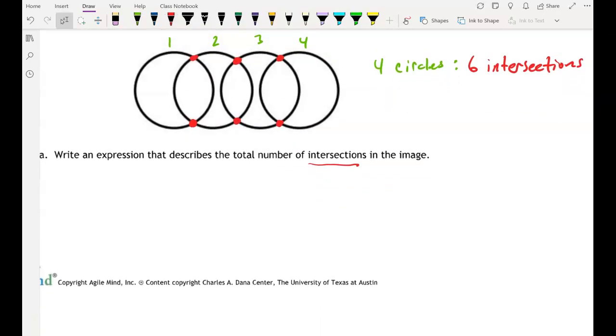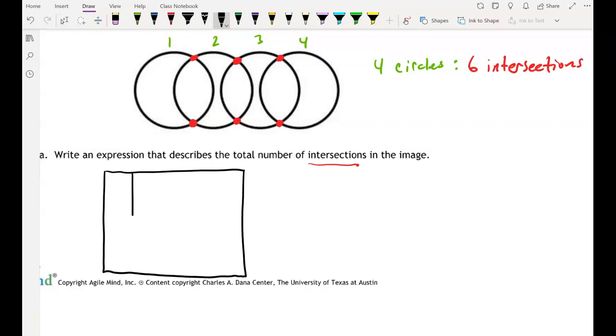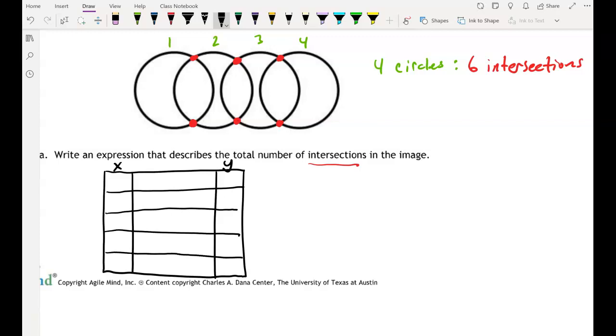Now, for fun here, let's create a table, because I think that would be handy. We're going to create a table, and we're going to have an x and we're going to have a y, input and output, and we're going to compare the number of circles to the number of intersections, because that's going to help us in the next question.